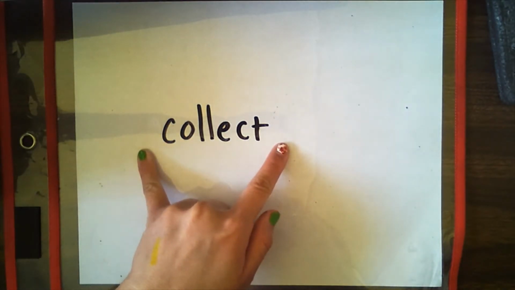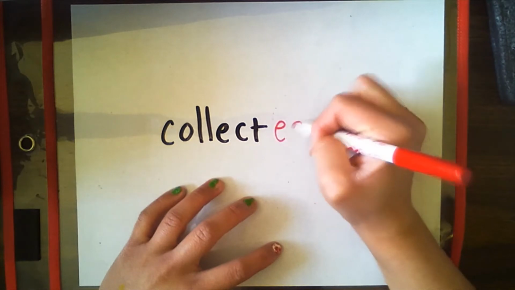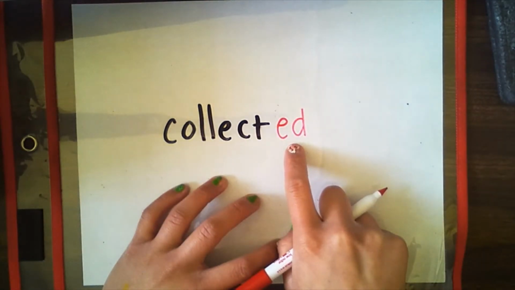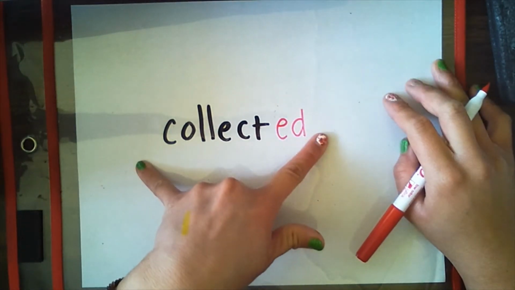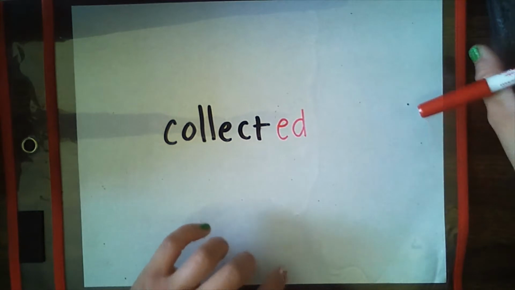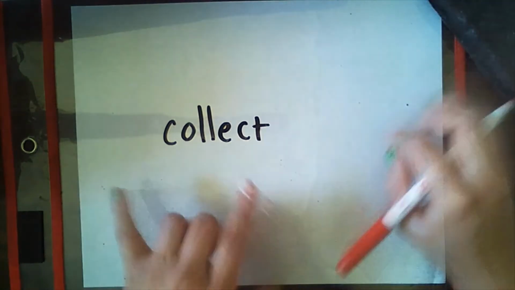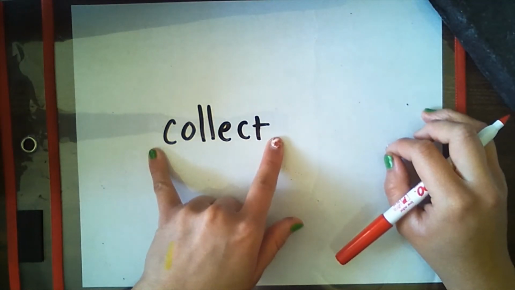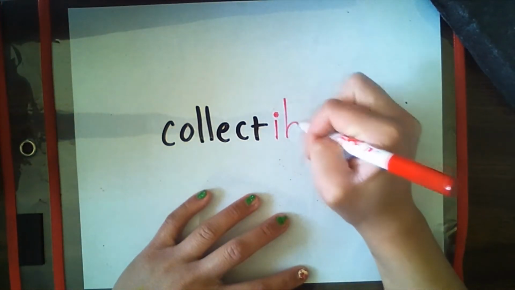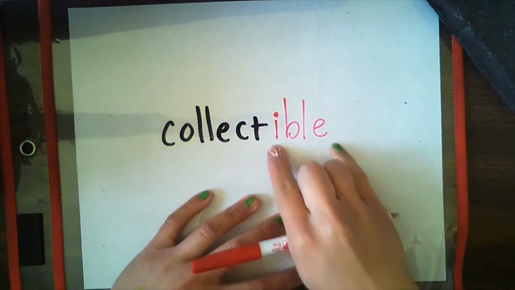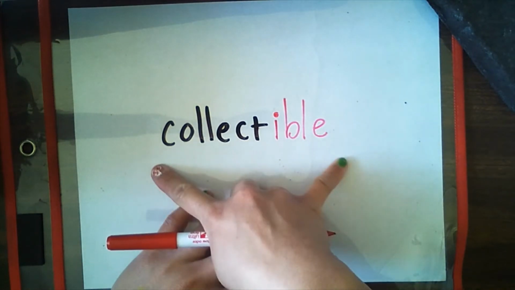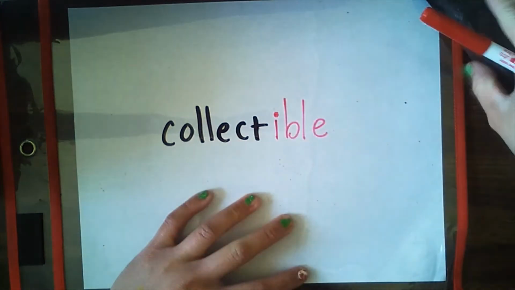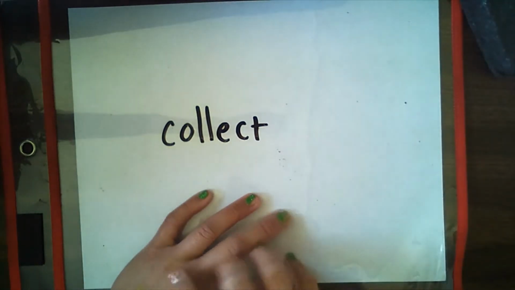Read, collect, read. It's going to make the ed sound. Read the whole word. Collected. Fantastic job, my friends. Let's go ahead and keep going. Read, collect, read, ibble. This is an irregular sight syllable. Ibble. Read the whole word. Collectible. Fantastic job. Let's go ahead and keep going.